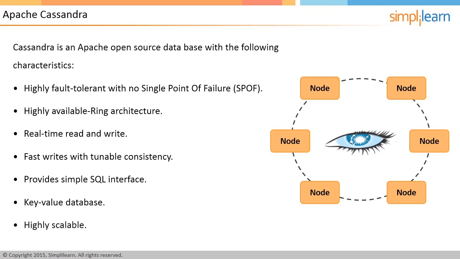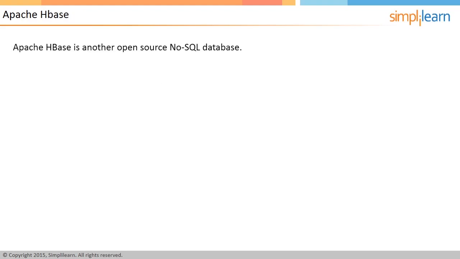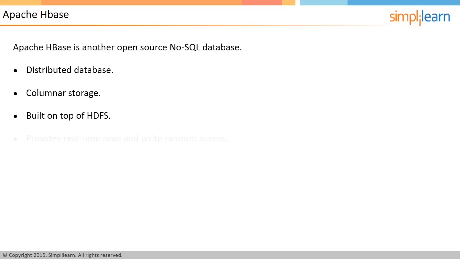Apache HBase is another open-source NoSQL database. It is a distributed database with columnar storage that is built on top of HDFS. It provides real-time read and write random access to data. It supports large databases in the order of terabytes and petabytes. It is not relational and does not support SQL.